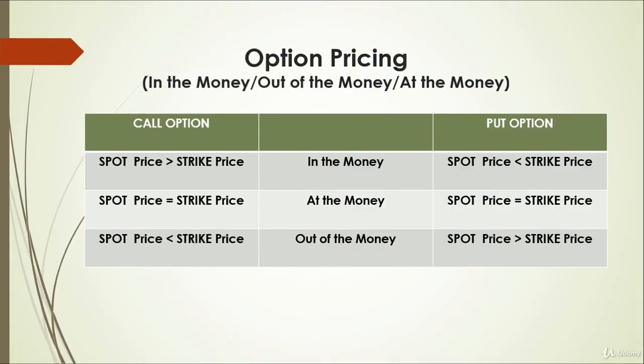There are three terms associated with options: in the money, out of the money and at the money. A call option is in the money if the contract has intrinsic value and share price is greater than the strike price. An option is at the money if the strike price is equal to the spot price. And an option is out of the money if the share price is less than the strike price of an option. In case of put options, the terms are opposite to that of a call option.